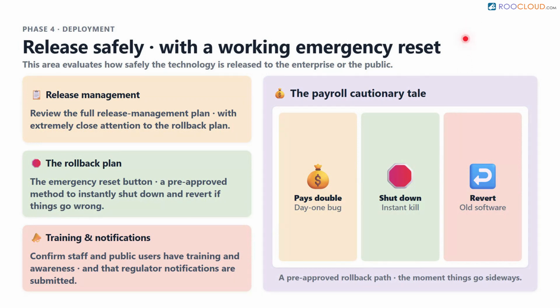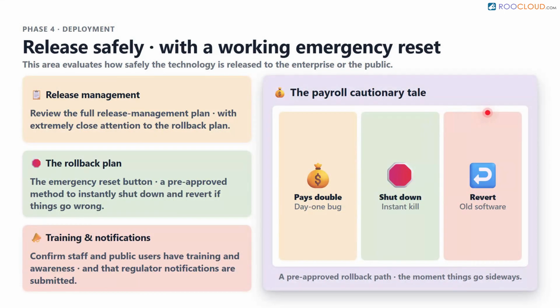This area evaluates how safely the technology is released into the enterprise or to the public. You must review the release management plan, paying extremely close attention to the rollback plan. A rollback plan is an emergency reset button. If a newly launched automated payroll system starts paying everyone double on day one, you need a pre-approved method to instantly shut it down and revert to the old software.